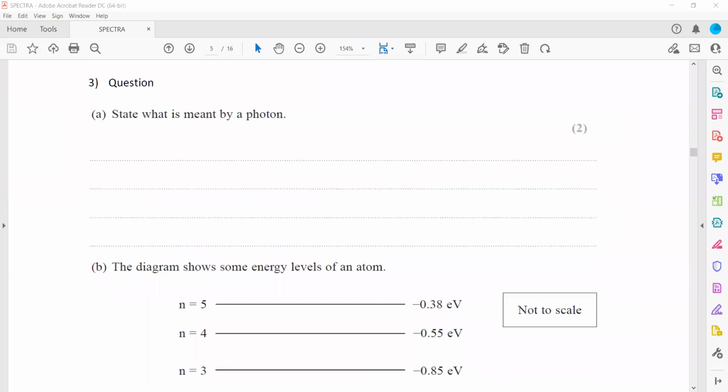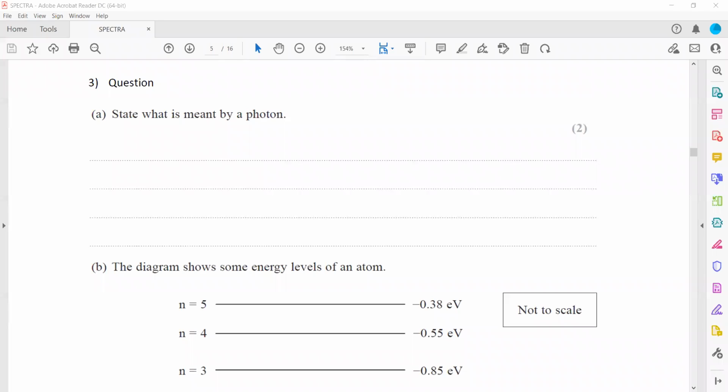The next question, question 3, is about what is meant by a photon. The term photon means it's a packet of energy, or you can say package, or a packet with a quantized energy, a fixed amount of energy. In short, you can say packet of energy or quantized energy. Even quantum of energy, quantum of light, electromagnetic radiation.